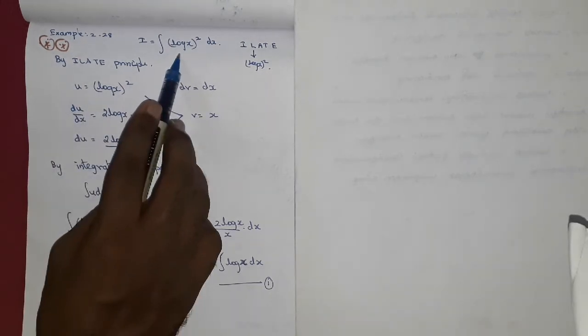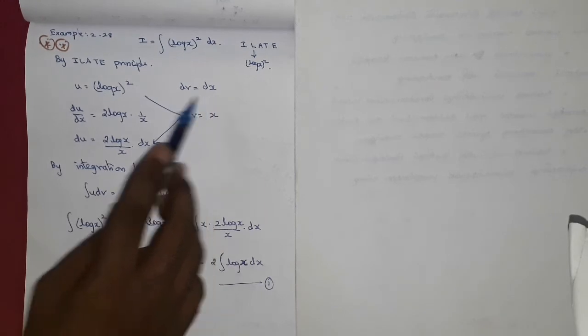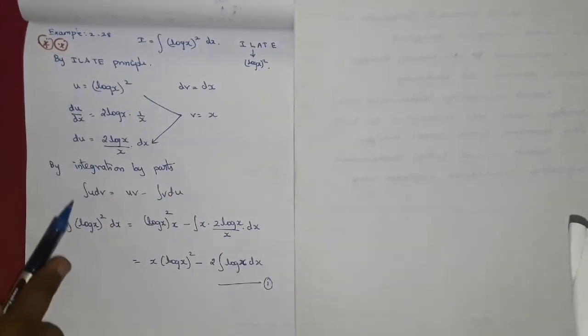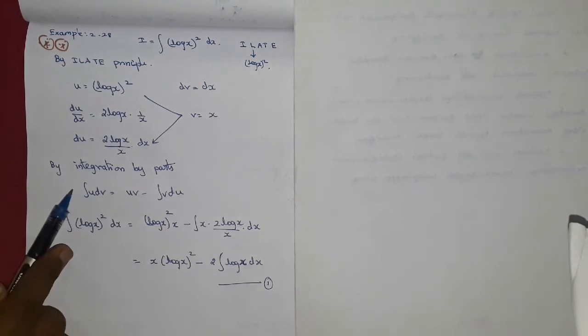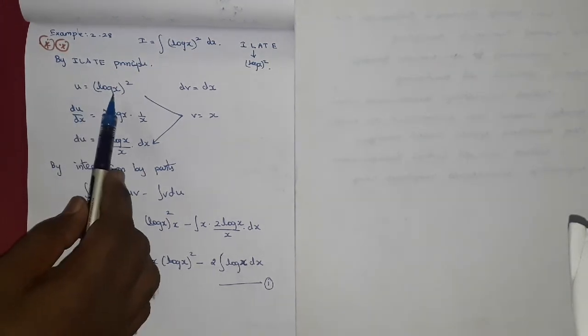Right. So if it is u, then the remaining dx will be compared with dv. So dv equal to dx. Since we have log x in our integral, we are going to use the standard integration by parts formula, that is integral u dv equal to uv minus integral v du. Right. u equal to (log x) the whole square.